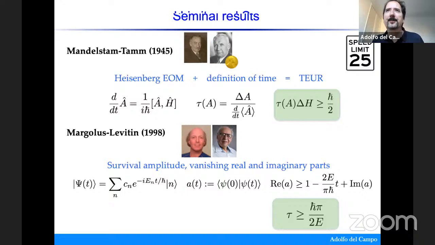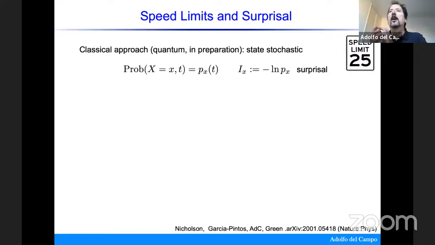I want to quickly present a very different take, which is very classical. It's exclusively classical. We are working on the quantum counterpart. But let me now consider a classical system in which the state of the system is actually a stochastic variable. So you are describing the evolution according to some probability distribution for the state of the system to be found in a given state, lowercase x, at time t. And we define what is called the surprisal, which is minus the logarithm of this probability.